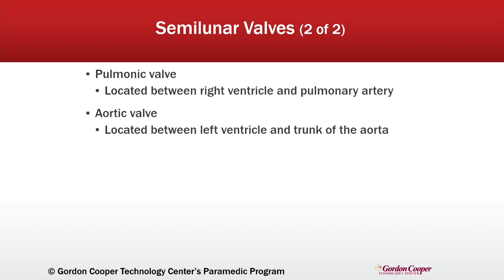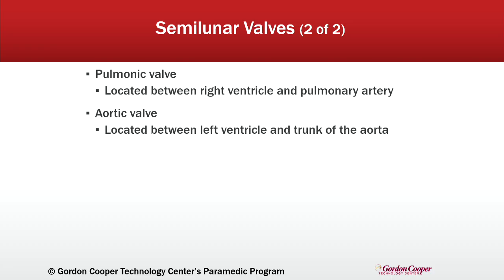So the heart features 2 key semilunar valves. We see the pulmonic valve and the aortic valve. So the pulmonic valve is located between the right ventricle and the pulmonary artery. It opens to allow deoxygenated blood to flow from the right ventricle into the pulmonary artery, directing it to the lungs for oxygenation. Now, once the ventricle relaxes, the pulmonic valve closes to prevent backflow into the heart.